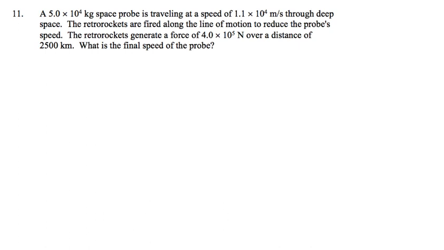So in number 11, we have a 5 times 10 to the 4th kilogram space probe traveling at a certain speed through deep space. The retro rockets are fired in the direction the object moves in order to slow it down. The retro rockets generate a force, so we know the force and we know the distance, over a distance of 2,500 kilometers. What's the final speed of the probe?